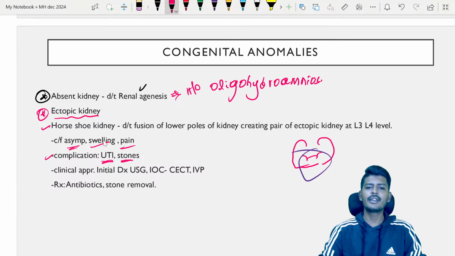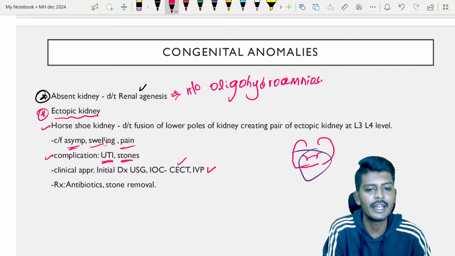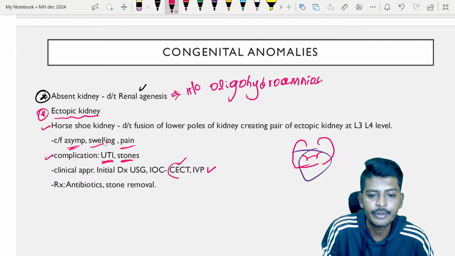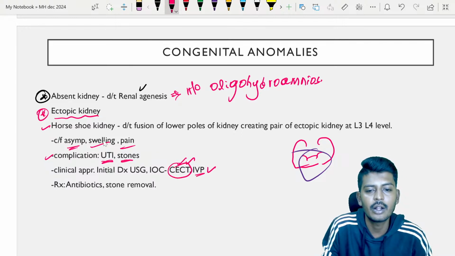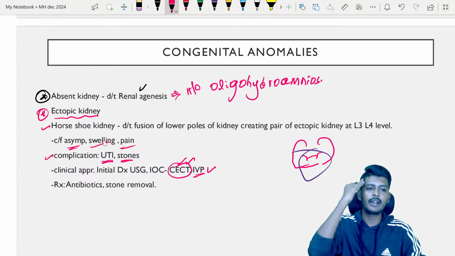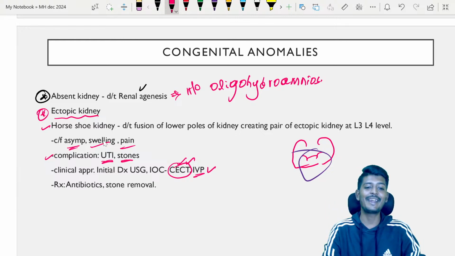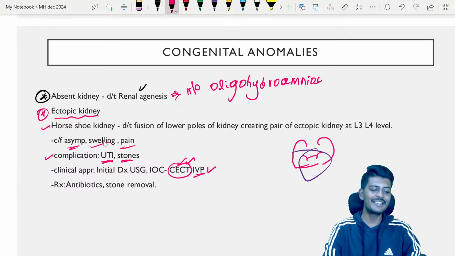So what do we do? The investigation of choice: we have to confirm. You can do CECT or you can go for IVP. The best one would be CECT, though we can also do IVP. If they ask for the single best, choose CECT. We will do abdominal CECT. The initial investigation is ultrasound, but you are supposed to do CECT.